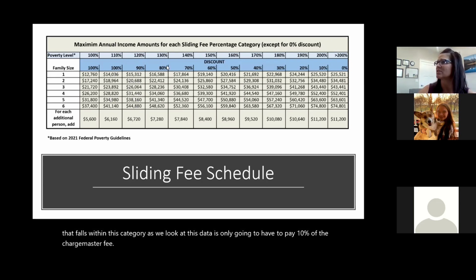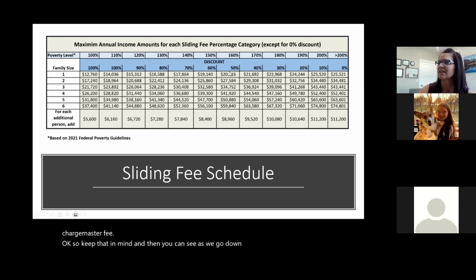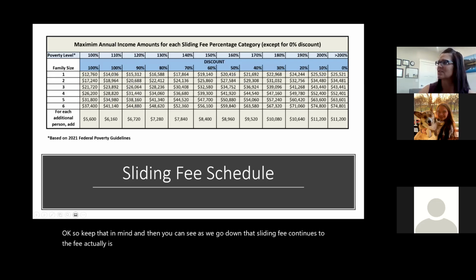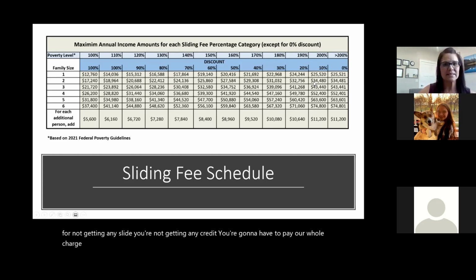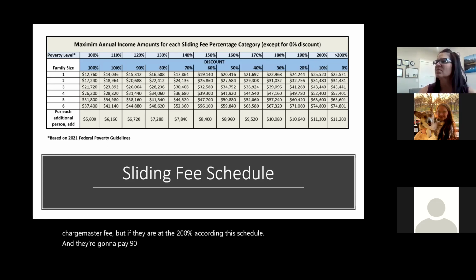And then you can see as we go down, the fee continues to get higher as their income also is higher. As we look at the end here, if they're over the 200% of the federal poverty level in the state of Wisconsin, they're not getting any slide. You're not getting any credit. You're going to have to pay our whole charge master fee. But if they are at the 200% according to this schedule, then they're going to pay 90% of that fee. So that is how this works. You can see that it's very comprehensive on the level of having multiple models.